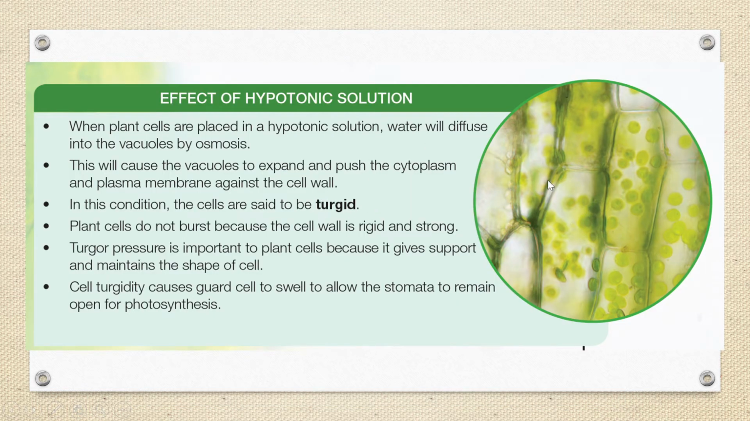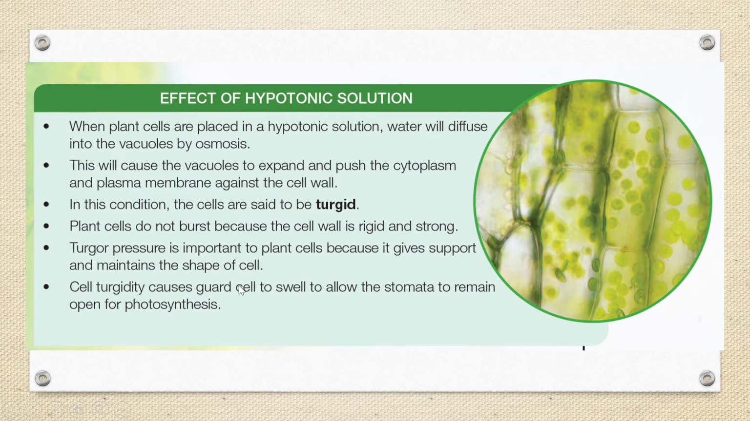Imagine now they are standing strong, especially in herbaceous plants that do not have woody stems. So we say turgor pressure is the one. Now, turgor pressure is important to plant cells. Like what I've mentioned just now, it gives support. It maintains the shape of the cell. And cell turgidity causes the guard cell to swell.